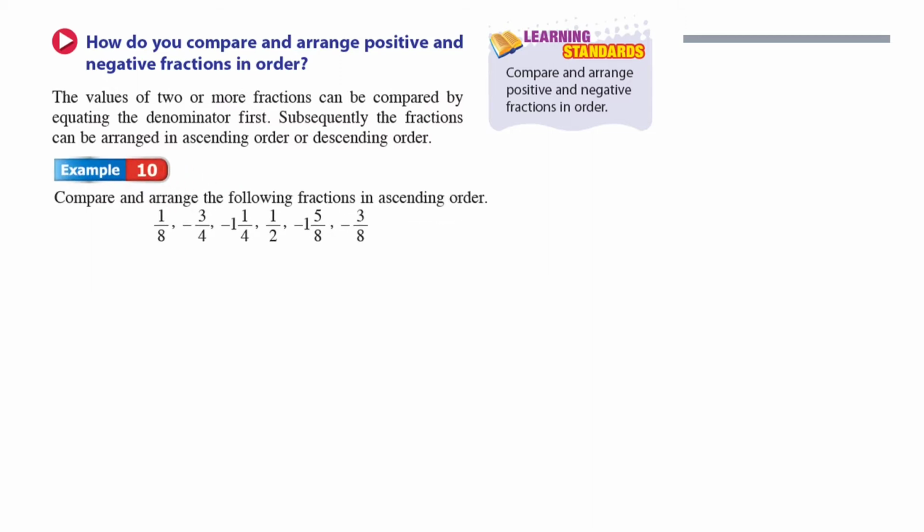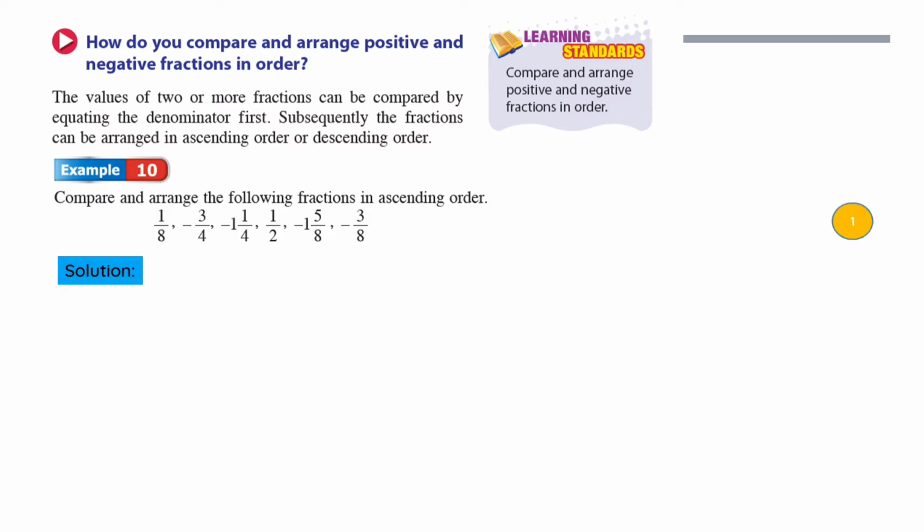Let's look at example 10. Compare and arrange the following fractions in ascending order. 1 over 8, negative 3 over 4, negative 1, 1 over 4, 1 over 2, negative 1, 5 over 8, negative 3 over 8.